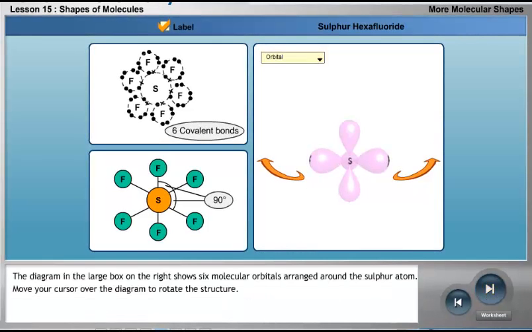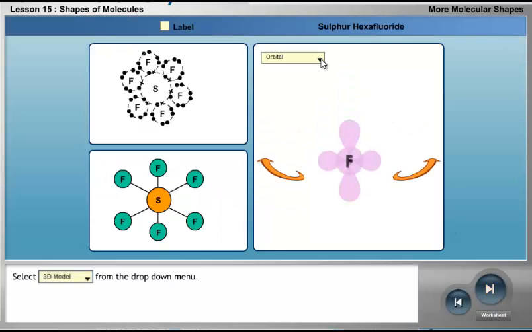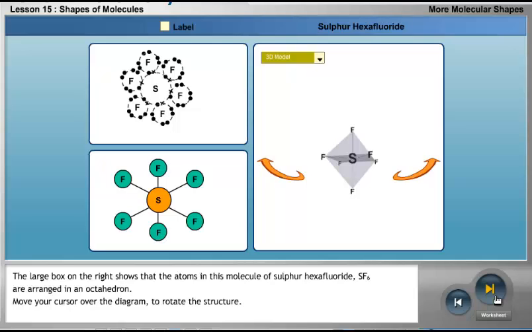The diagram in the large box on the right shows 6 molecular orbitals arranged around the sulfur atom. Move your cursor over the diagram to rotate the structure. Select 3D Model from the drop-down menu. The large box on the right shows that the atoms in this molecule of sulfur hexafluoride, SF6, are arranged in an octahedron. Move your cursor over the diagram to rotate the structure.